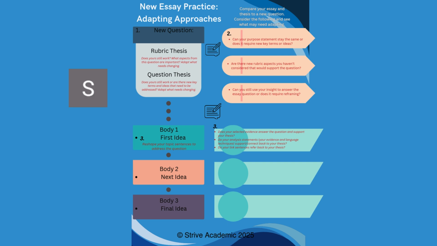Now, this is a much more thorough, entire-essay-response type approach. You'd pop your new question in and you would consider your rubric thesis. Does your thesis still work compared to this question? What aspects from this new question are considered really important, and you know that you need to highlight in your thesis? And therefore, you can consider what, if anything, needs adapting or changing. Or do you have to have an entirely new kind of approach to fit this specific question?